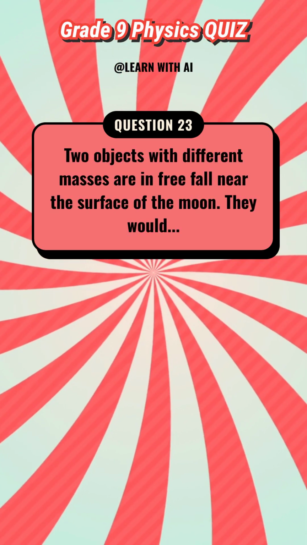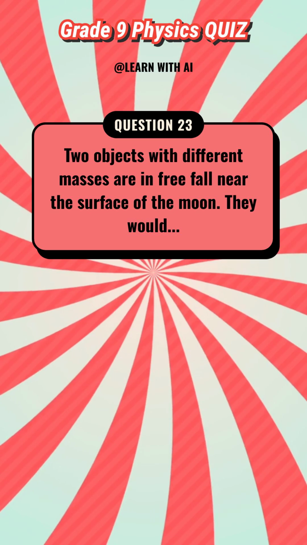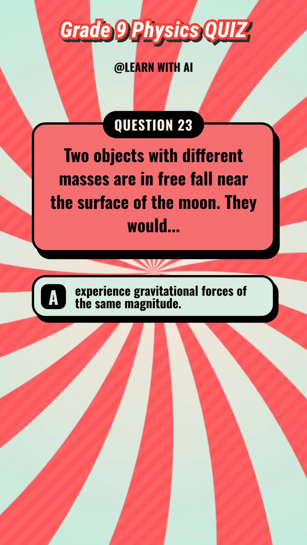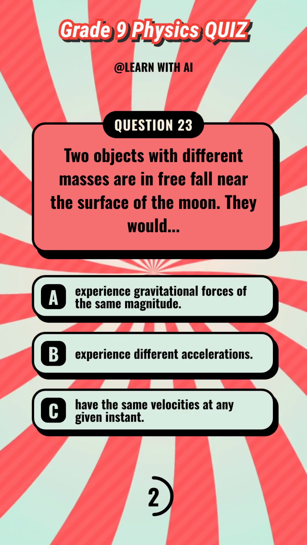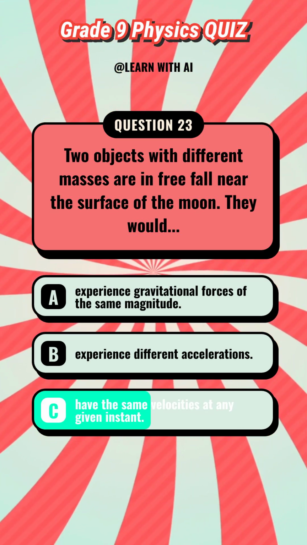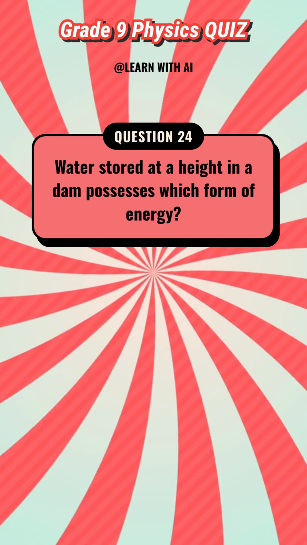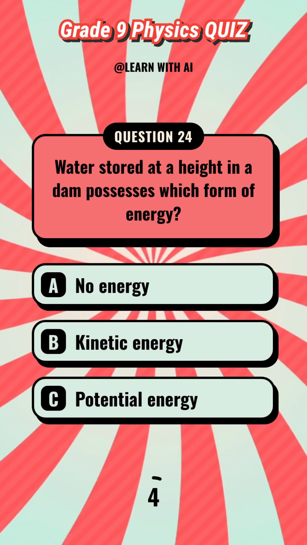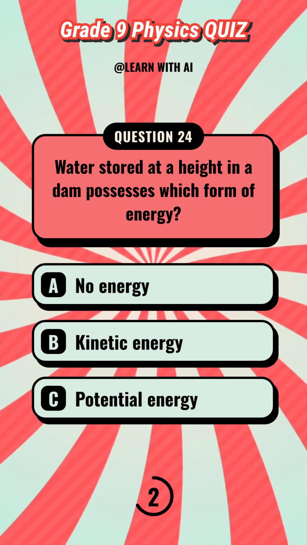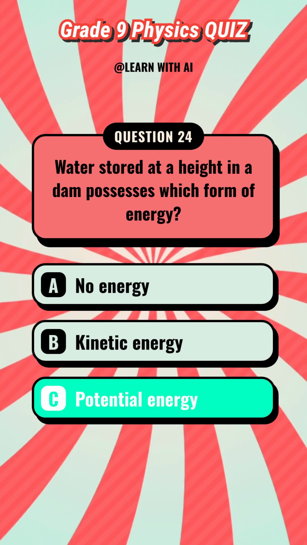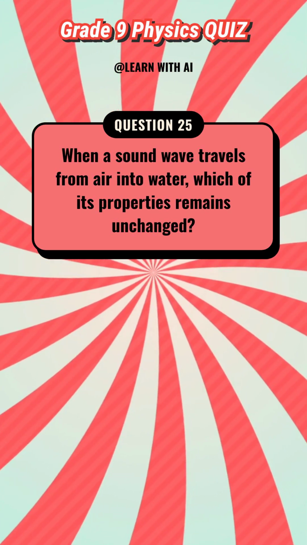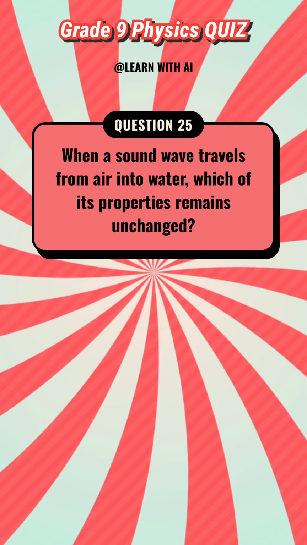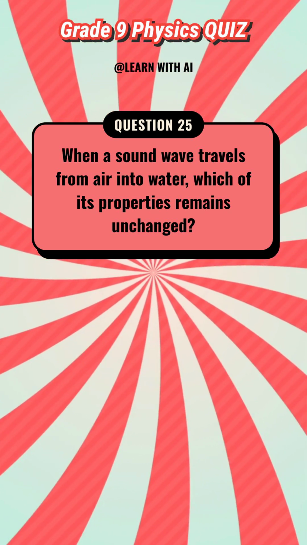Two objects with different masses are in free fall near the surface of the moon. They would. Water stored at a height in a dam possesses which form of energy? When a sound wave travels from air into water, which of its properties remains unchanged?